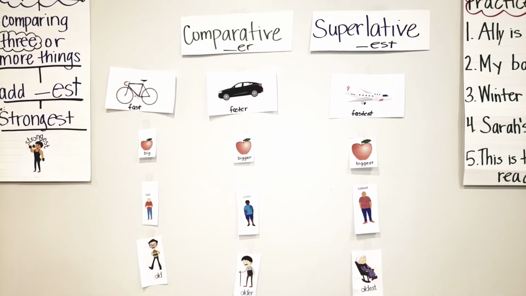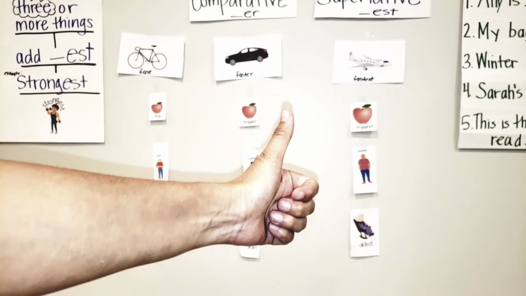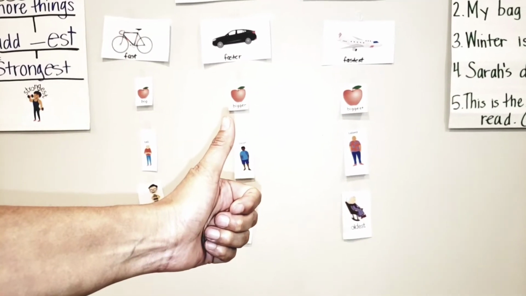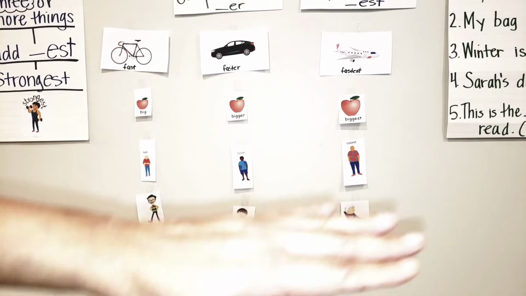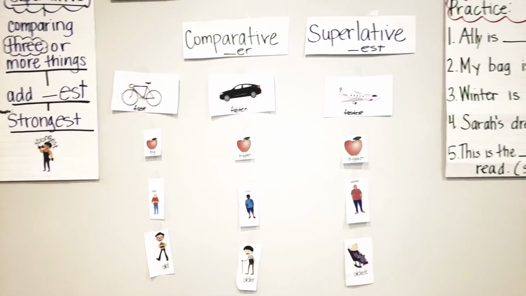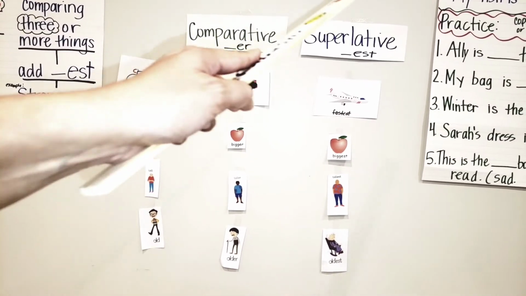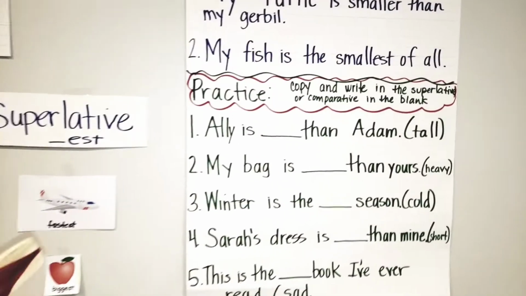Okay, show me with your hands. Thumbs up. I know what I'm doing. I get it. I know exactly what's going on. Ms. Garcia, I need help. Okay, it looks like most of you really understand comparative and superlative. Good job, boys and girls. Now let's go on to your assignment.